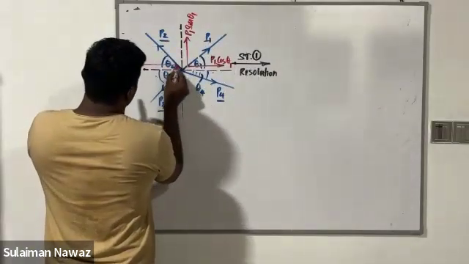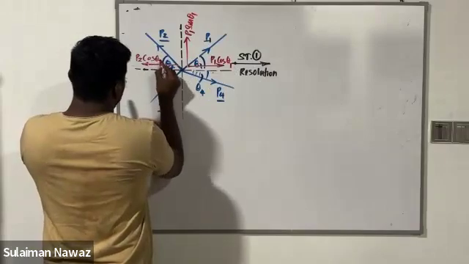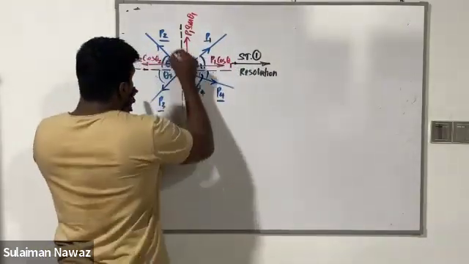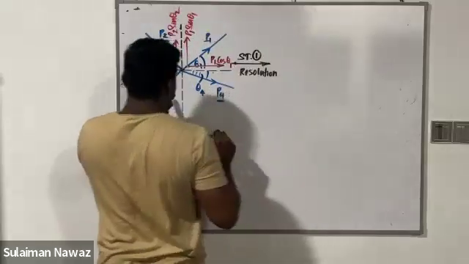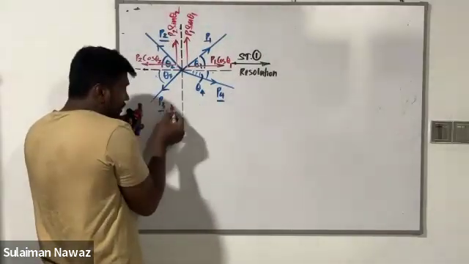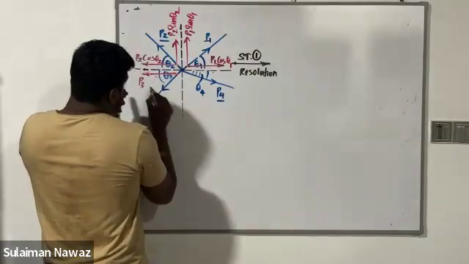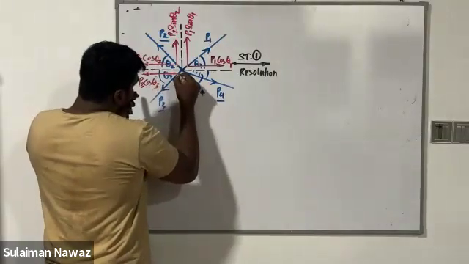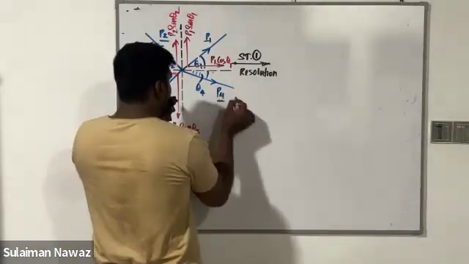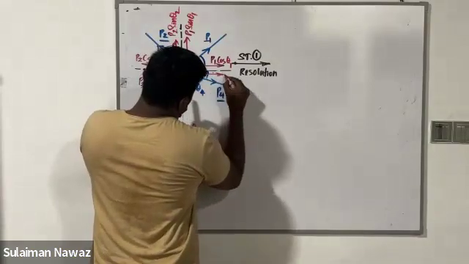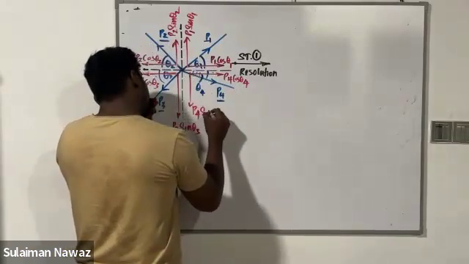If I resolve vector P2, the horizontal component will be P2 cos theta 2. The vertical component will be P2 sin theta 2. If you resolve P3 into two perpendicular directions, the horizontal component will be P3 cos theta 3. The vertical component will be P3 sin theta 3. If you resolve vector P4, P4 cos theta 4 is the horizontal component, and P4 sin theta 4 is the vertical component.